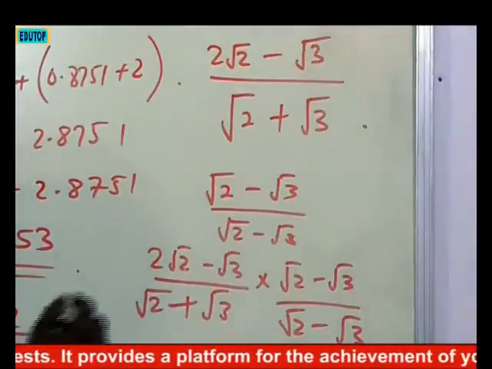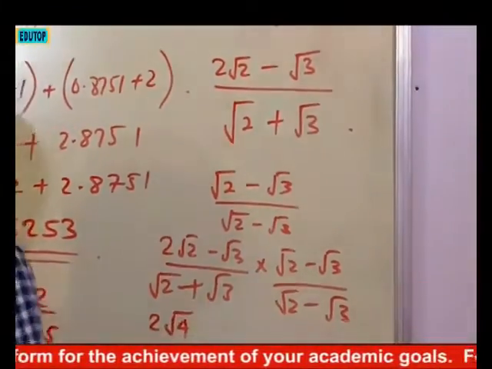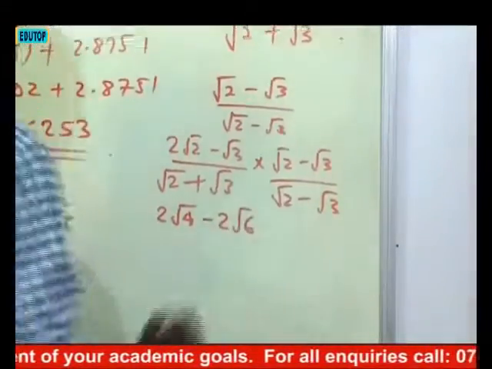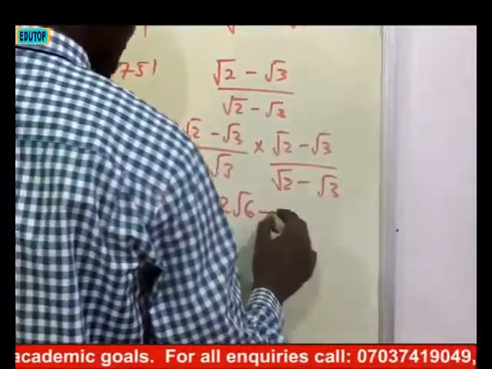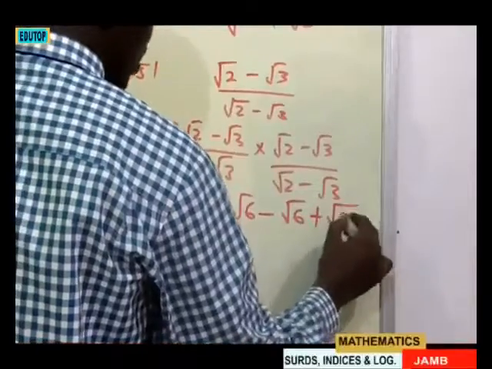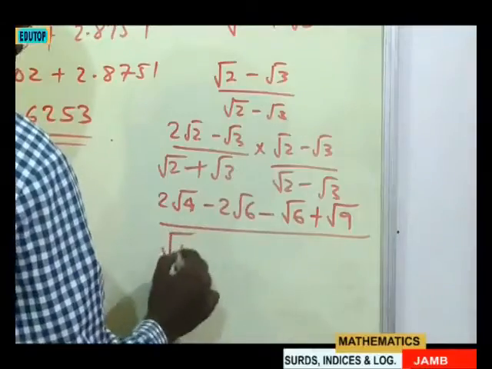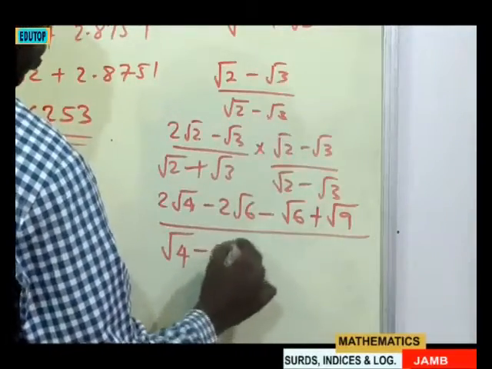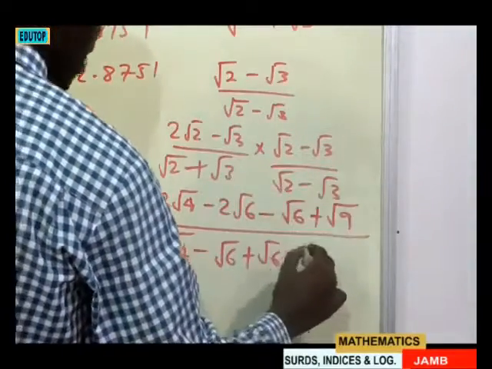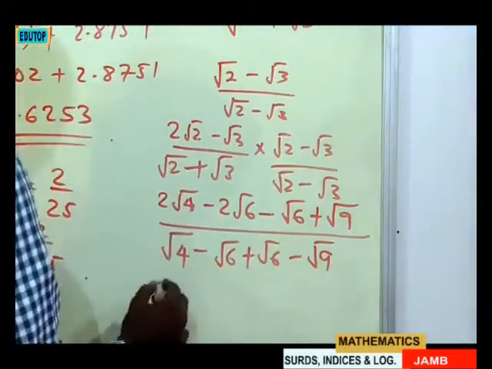Take it stepwise. 2 root 2 times root 2, that will be 2 root 4. Take note of that. This times this, that will be minus 2 root 6. This times this, that will be minus root 6. This times this, that will be plus root 9. I have simplified the numerator. Then the denominator, this times this, that is root 4. This times this, minus root 6. This times this, plus root 6. This times this, minus root 9. So here, what is root 4? Root 4 is 2. 2 times 2, that becomes 4.